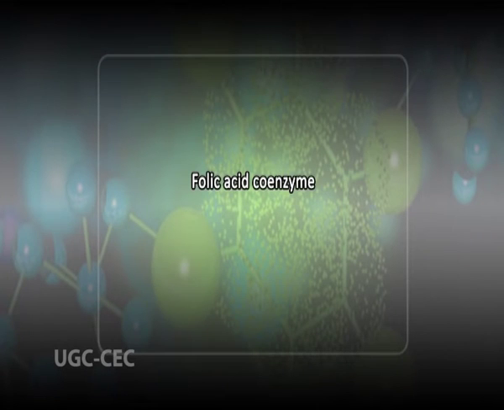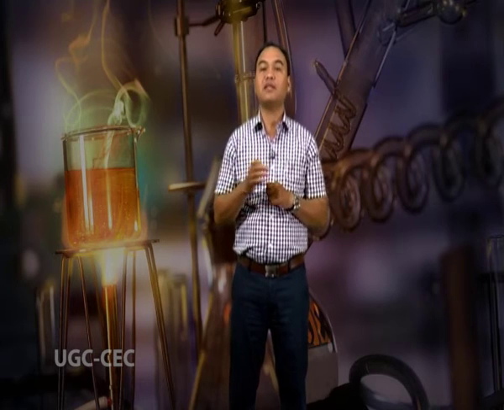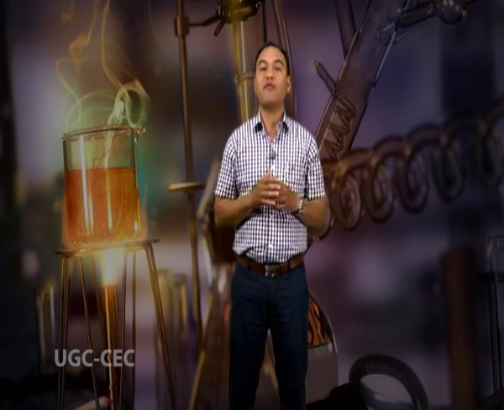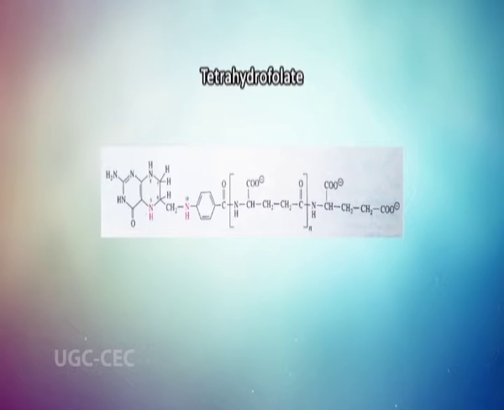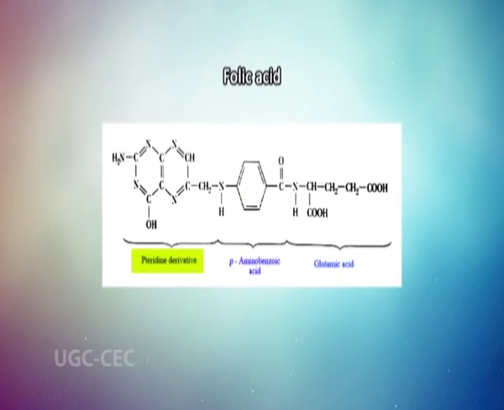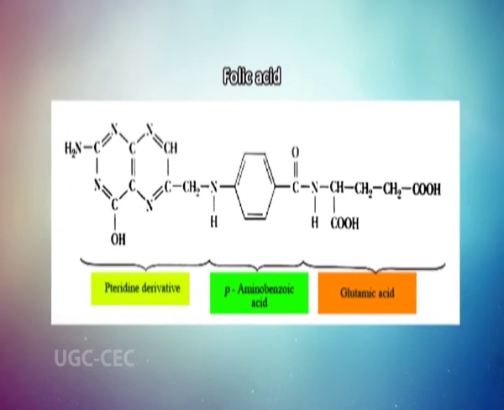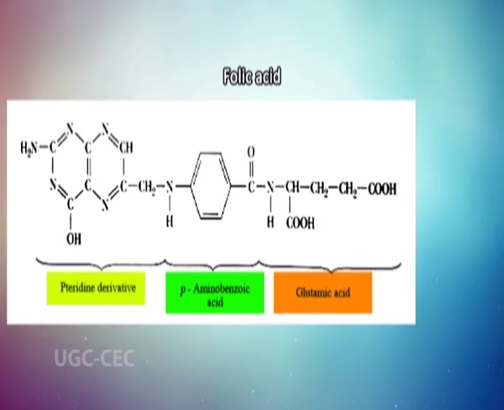Next is the folic acid coenzyme. Tetrahydrofolate, THF, is the folic acid coenzyme. It is derived from vitamin folic acid. This is the structure of coenzyme tetrahydrofolate and its precursor vitamin folic acid. This coenzyme consists of 3 groups: a substituted pteridine, para-aminobenzoate, and a chain of 1 or more glutamate residues.